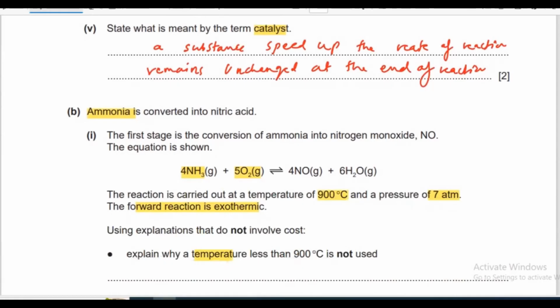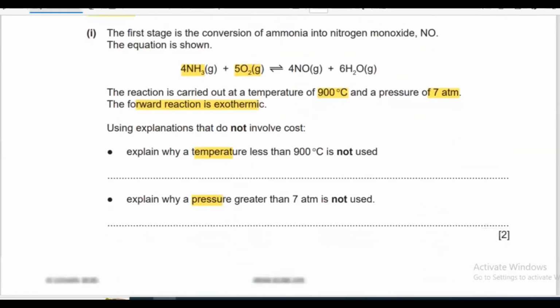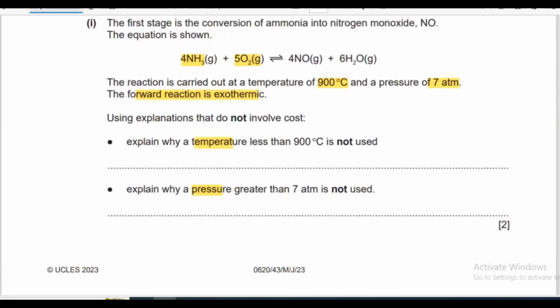Now, ammonia is converted into nitric acid. This is the equation in which ammonia reacts with oxygen to form nitrogen monoxide and water, and then there are further processes in which it is converted into nitric acid. Using explanations that do not involve cost, explain why a temperature less than 900 degrees Celsius is not used. This is the optimum temperature for this reaction. If we decrease the temperature, the rate of reaction decreases. So that's why we're not using a temperature less than 900 degrees Celsius.